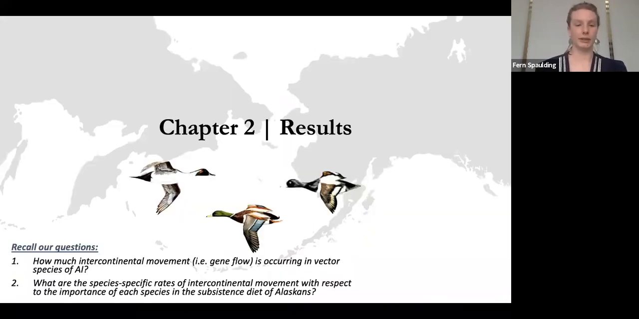Chapter 2, results. Again, recall our questions. We're interested in the amount of gene flow occurring in these vector species and what are the species-specific rates of intercontinental movement with respect to the importance of these species in the subsistence diet of Alaskans.